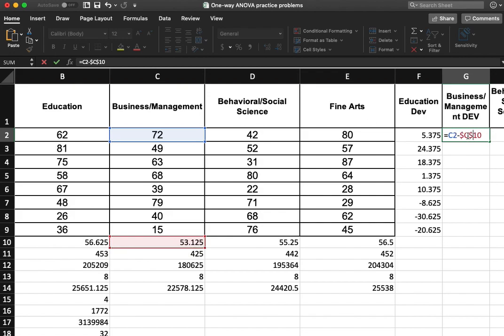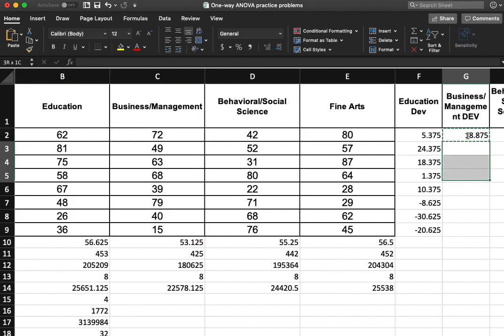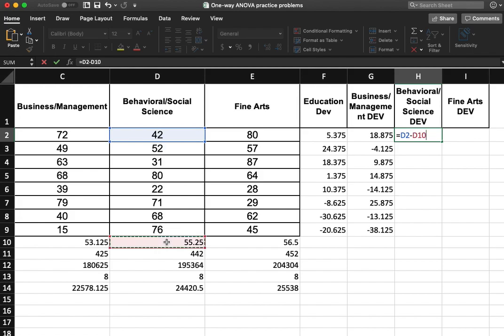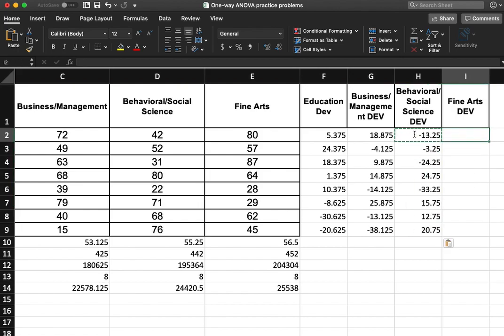Hold that mean constant as you paste it down the column. Let's repeat the same thing for behavioral social sciences. For its mean, use the dollar signs in front of both the column letter and the row number. And the last one that we do is fine arts score minus the fine arts mean. Hold that constant as we paste it on down the column.